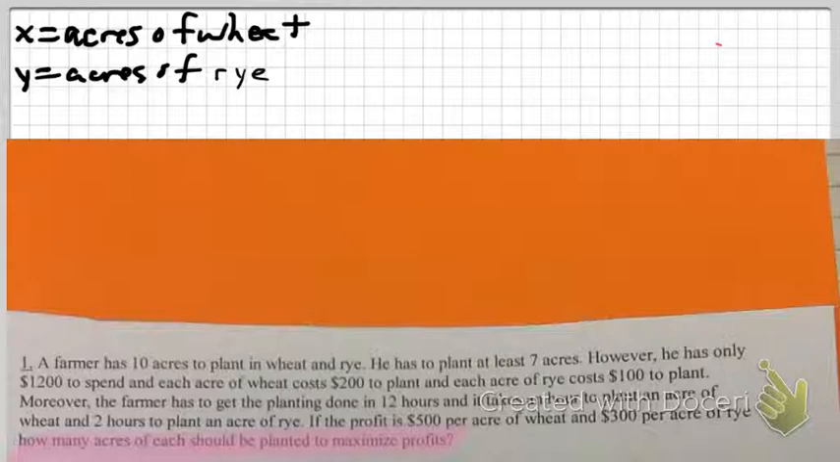After you declare what your answer is going to be, you have to figure out how this farmer is being regulated. What are the rules? What are the laws of his farming experience? He has to plant at least 0 acres of each. Can't plant negative acres.